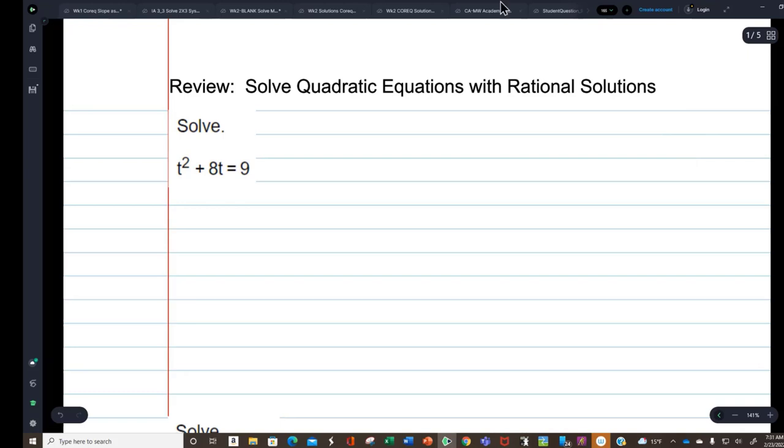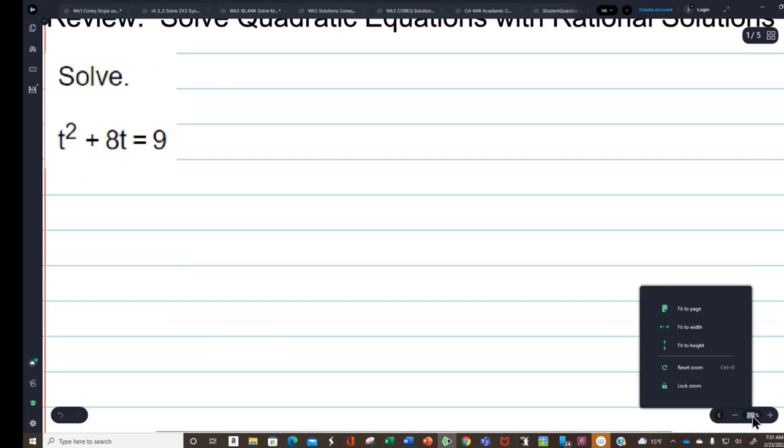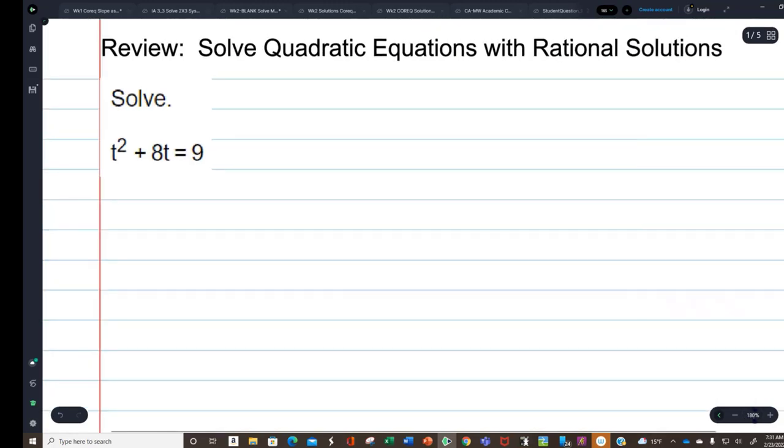Okay, so here we have, let me make this a little bigger. There, that's a little too big. Reset zoom. Well, all I want to do is make it 180 because I think it'll be less fuzzy. Maybe. I do want to make sure you can see it though, so that's important.